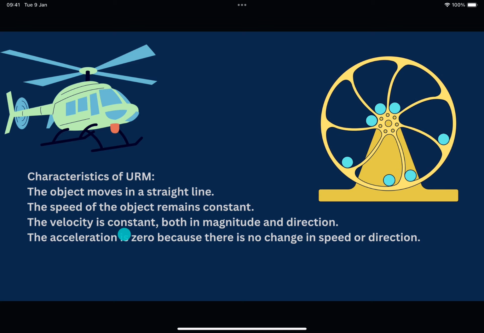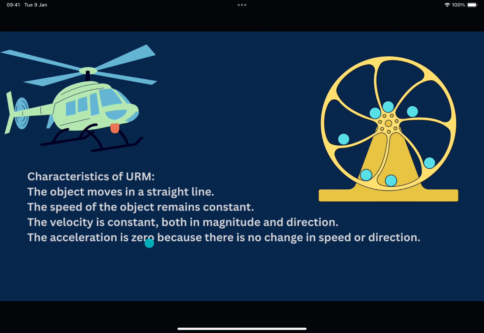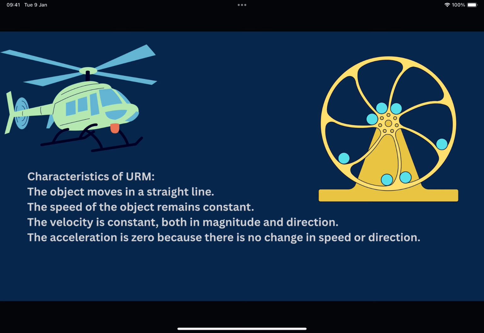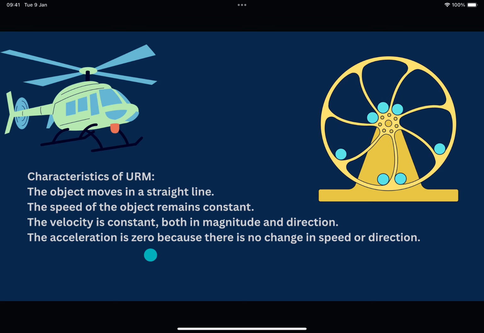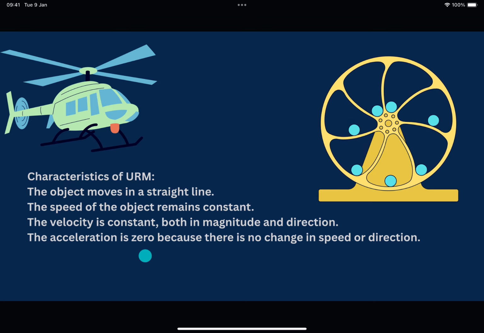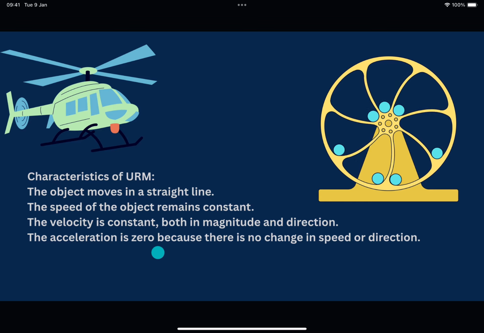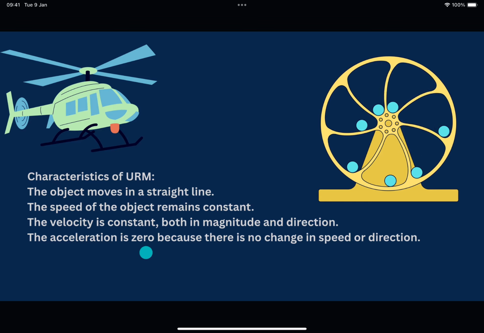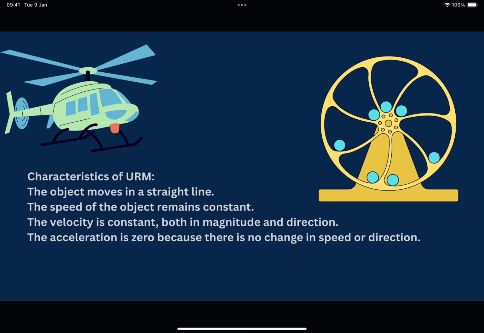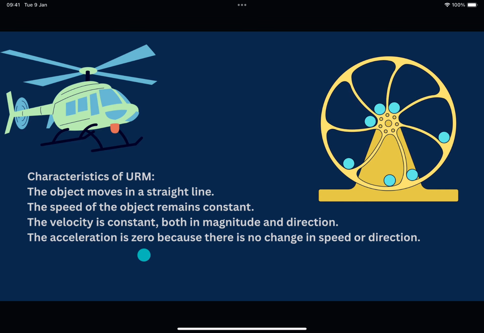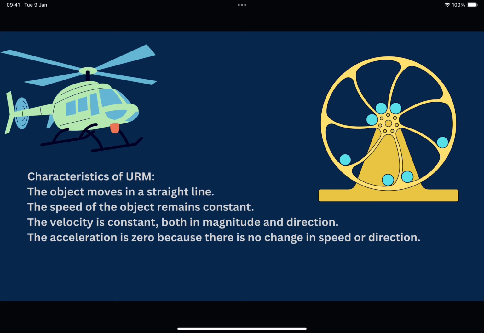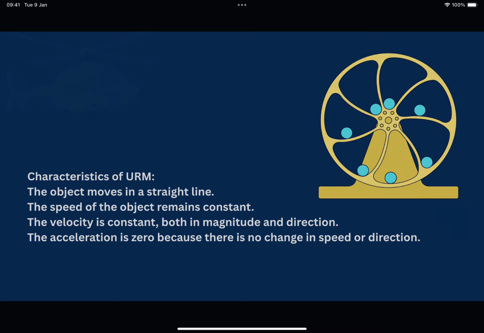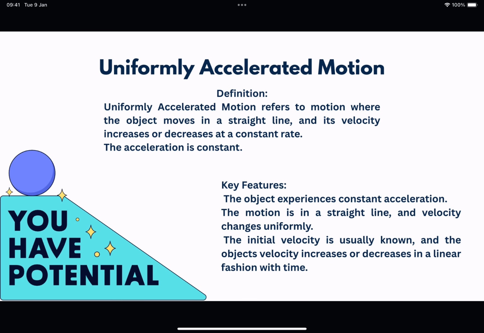We have to remember the acceleration is not constant but zero. If I use the word constant, that is also true at some point, but it's better if we use acceleration zero here for uniform rectilinear motion. For uniform accelerated motion, I will be talking about it next. So the acceleration is zero because there is no change in speed or direction. And that's it.